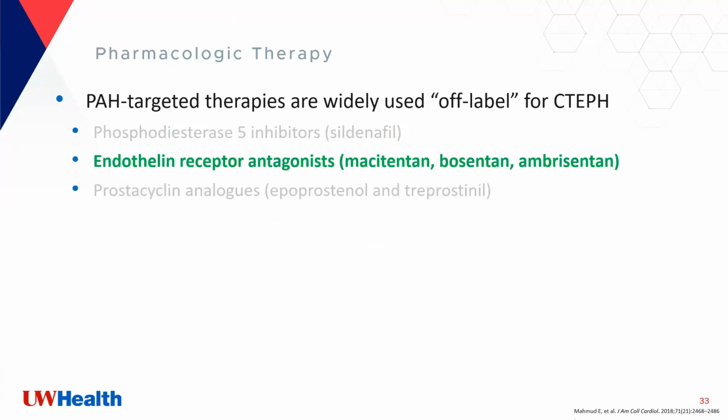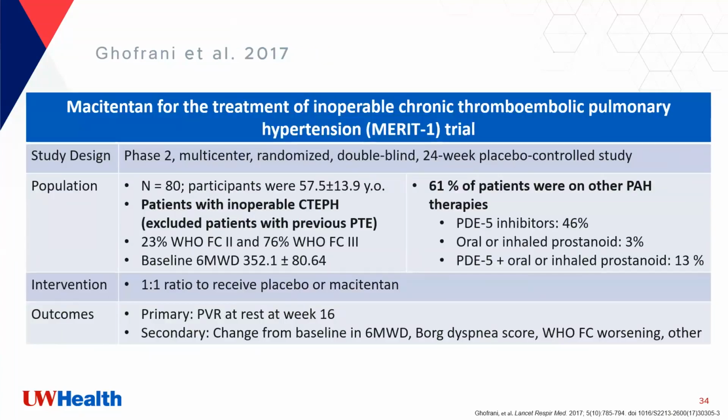Further, moving on to endothelin receptor antagonists that include macitentan, bosentan, or ambrisentan. Macitentan was studied in the MERIT-1 trial, which was a phase 2 randomized double-blind 24-week placebo-controlled study that had a total of 80 participants averaging 57 years of age. This study included patients with inoperable CTEPH.